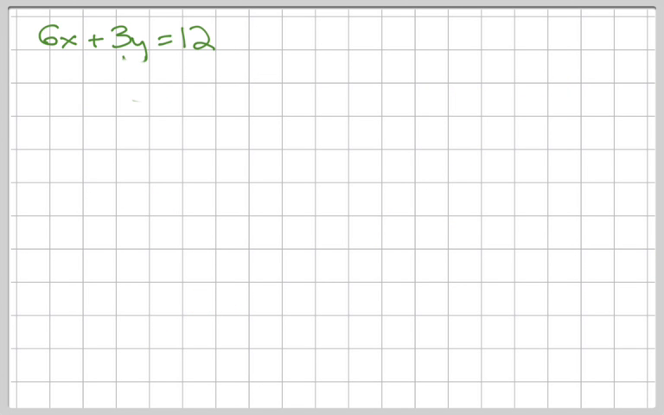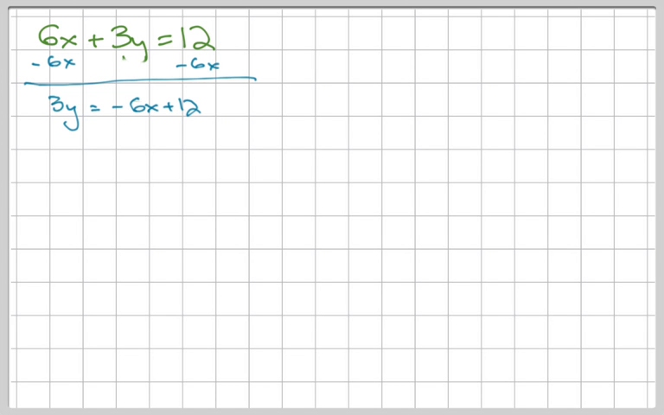Graph this one, using the slope and the y-intercept. What do you have to do first here? You have to solve for y, because we don't know what the slope and the y-intercept is. It's not in the form y equals mx plus b. So first step is we're going to subtract the 6x. 3y equals -6x plus 12.